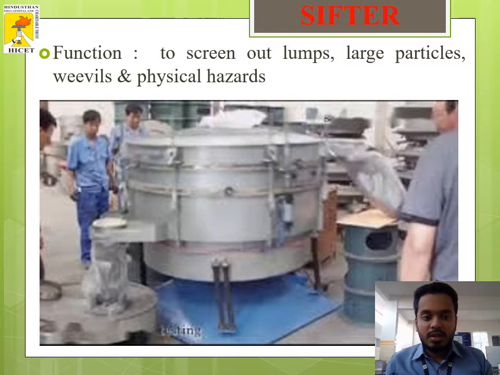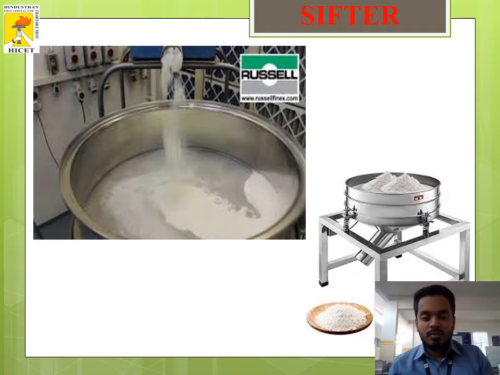The first equipment is shifter. So its function is to screen out the lumps and large particles and weevils and any physical hazards like stones, sticks, or any other dust particles, and any other foreign materials that can be removed from the flour.